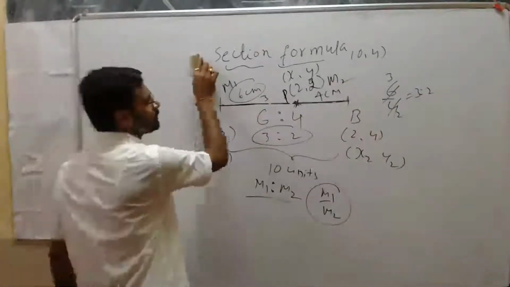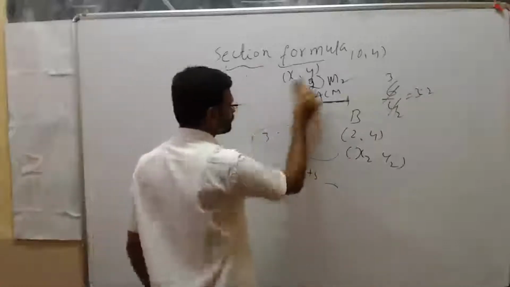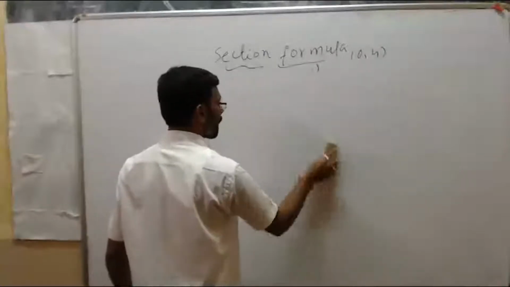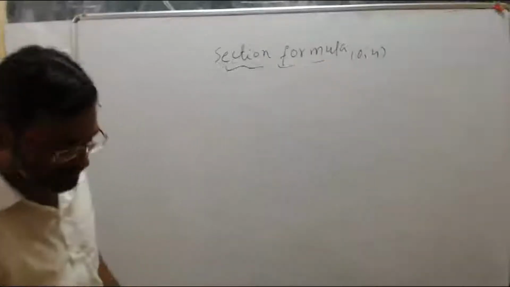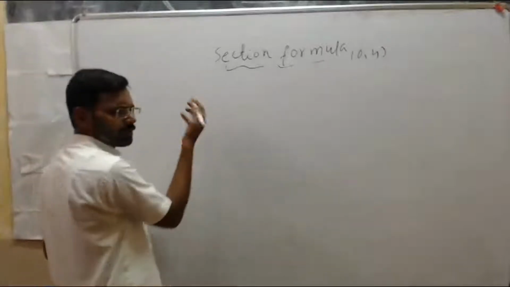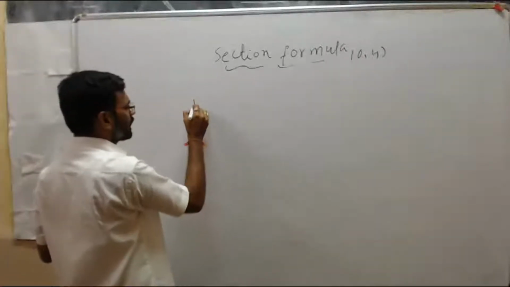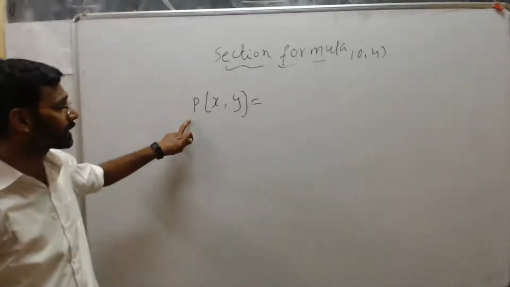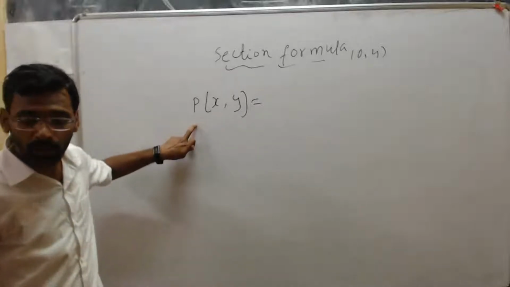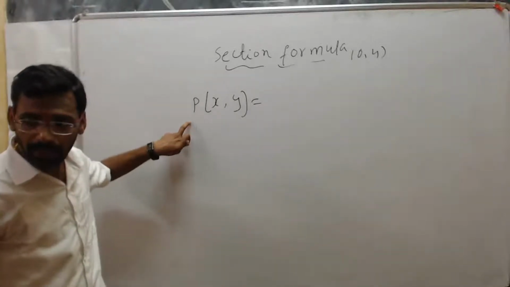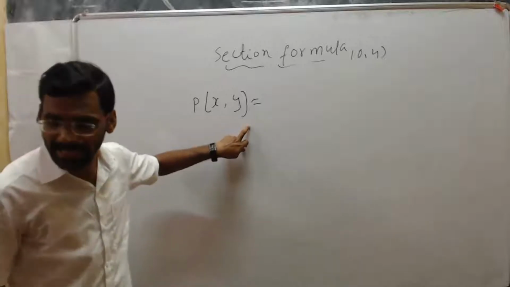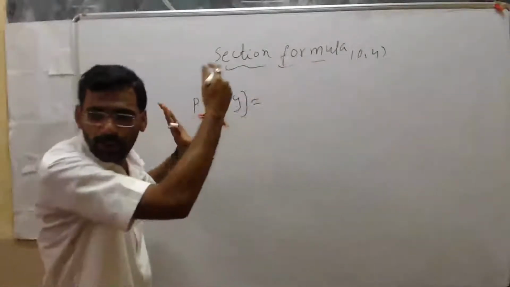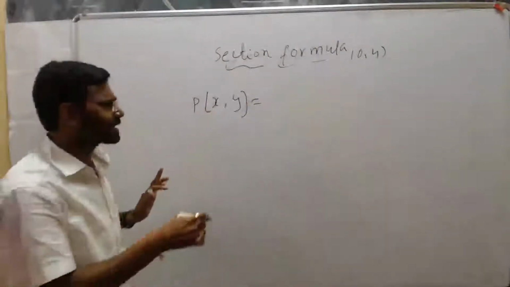Okay. Now what is the section formula? The section formula is here. The coordinates of P, x comma y, are given by the section formula. It means the P point will divide the AB line segment. Therefore the coordinates here are x comma y.